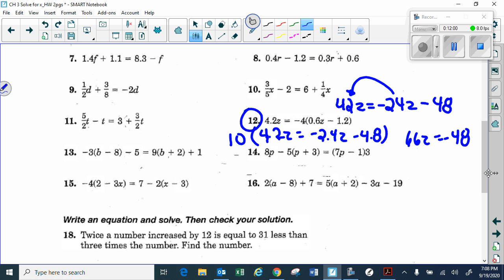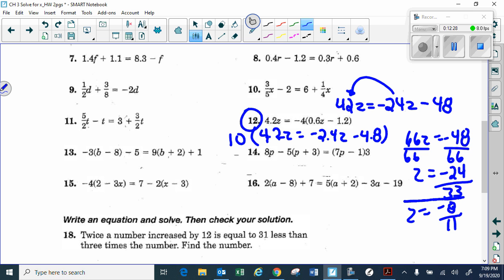Okay, and the last step is to divide by 66. Well, then I have to reduce. So z equals, you divide each by 2, -24 over 33. Okay, now I can see that 3 goes into both of those. Reduce again, or simplify, -8 11ths. That does not simplify or reduce anymore. So the answer is -8 11ths.